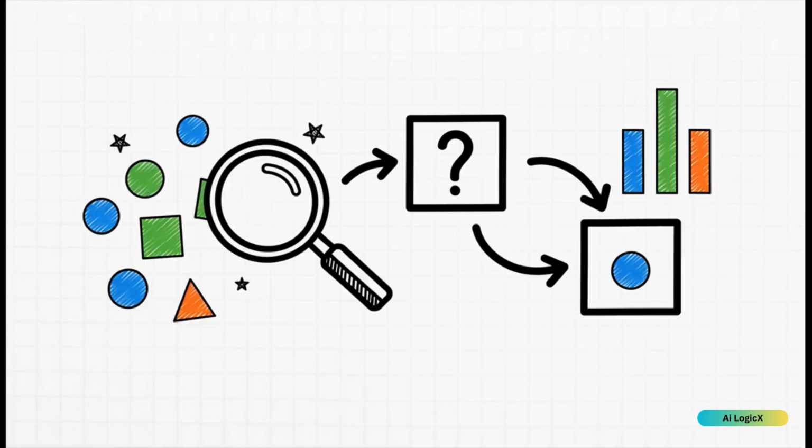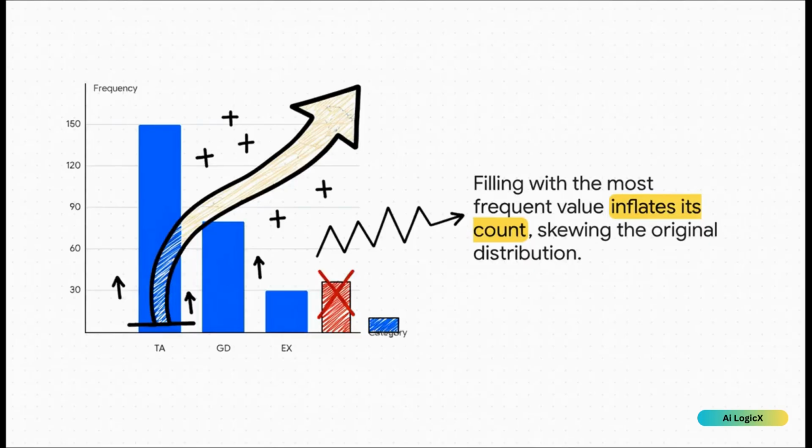Okay, so what about stuff that isn't numbers? Like city names or product categories. You can't exactly calculate an average for those, so what do you do? Well, you find the most popular or most frequent value and just use that to fill in all the blanks. Simple enough? But here is the catch, and this chart just shows the problem perfectly.